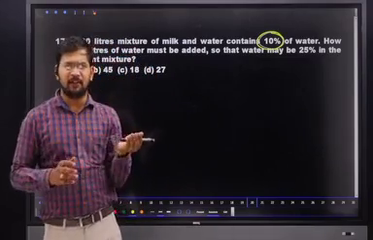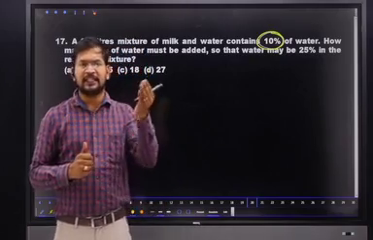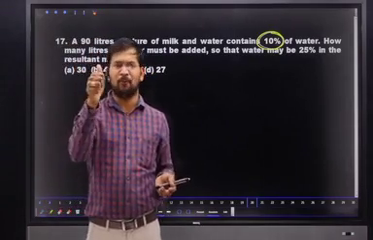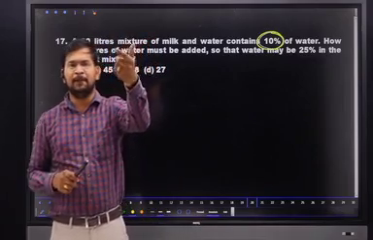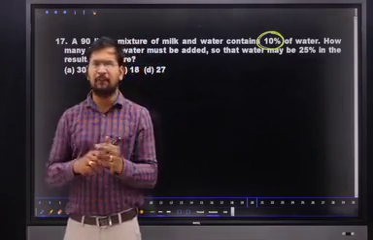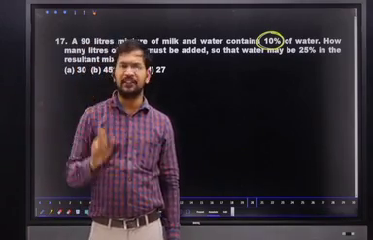81 liters is nothing but 75%, because finally I need 25% of water. 75% is nothing but 81 liters. Then 25% is how much? 75% is nothing but 3/4. 3 parts is nothing but 81. Then 1 part is nothing but how much? One third of 81, 1 part is 27.